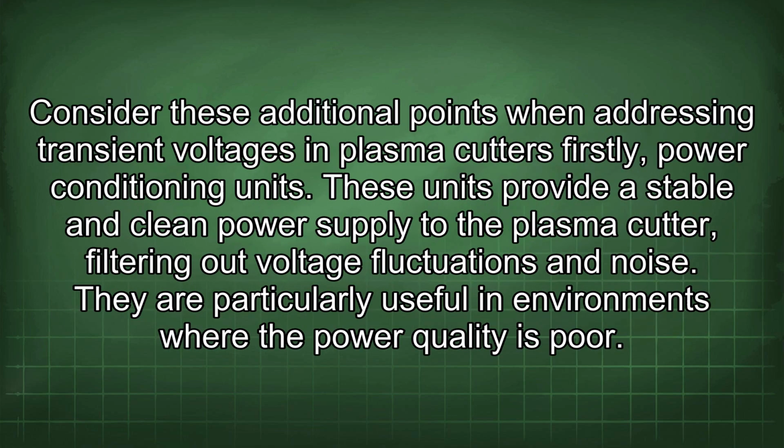Consider these additional points when addressing transient voltages in plasma cutters. Firstly, power conditioning units. These units provide a stable and clean power supply to the plasma cutter, filtering out voltage fluctuations and noise. They are particularly useful in environments where the power quality is poor.